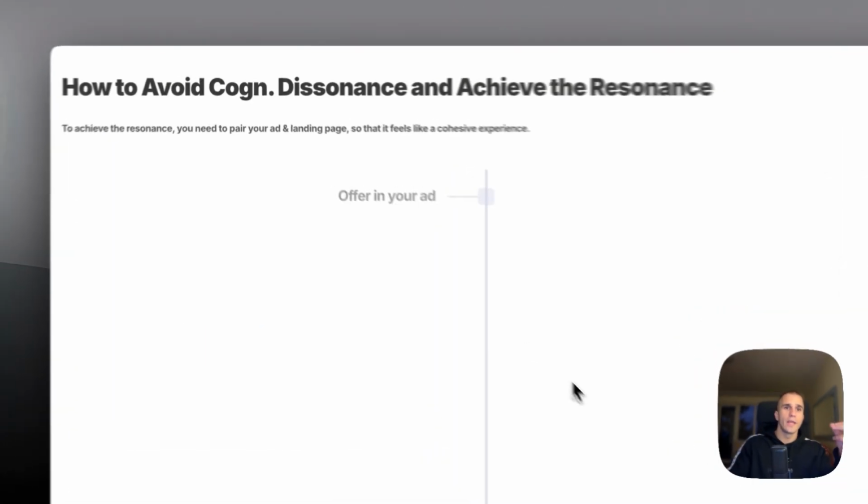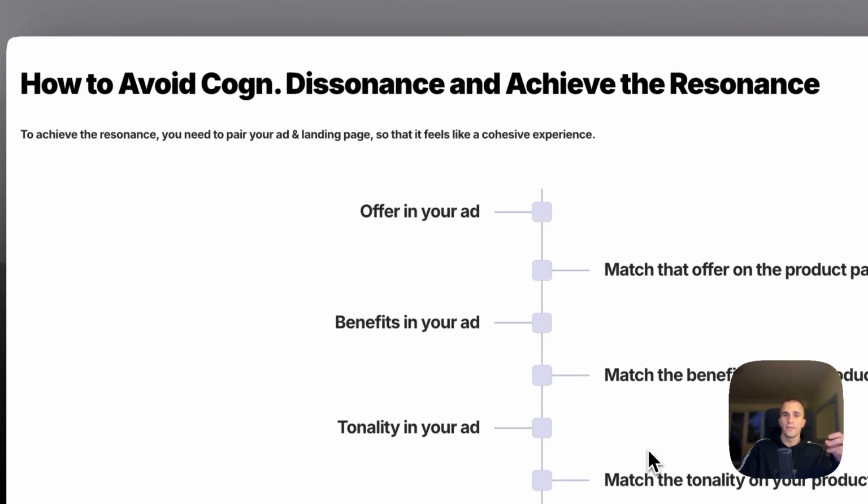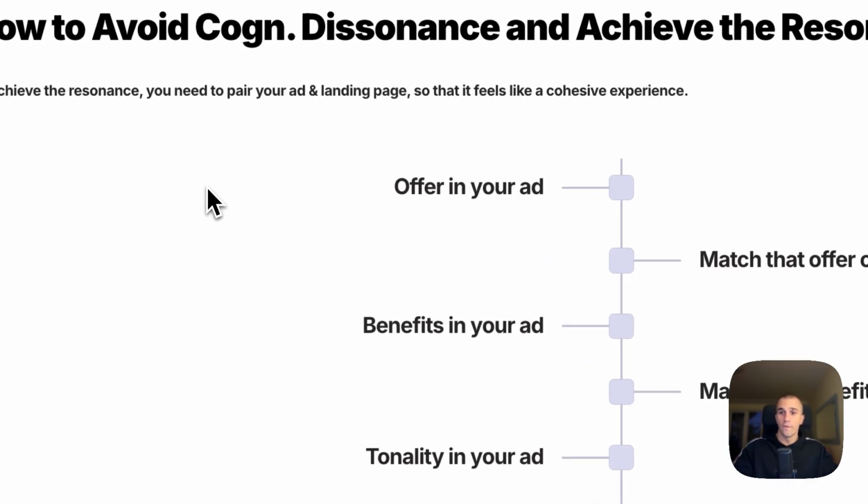So how can we avoid the cognitive dissonance and achieve the resonance? To achieve the resonance, you need to pair your ad and your landing page so that the whole experience feels cohesive. You need to make it in their mind that the journey from clicking your ad to landing on your product page and buying from you is one journey rather than 2 different platforms from Facebook to Shopify. So let's say, for example, you have an offer in your ad, you're offering buy 2, get 3, or you have a discount or something like that.